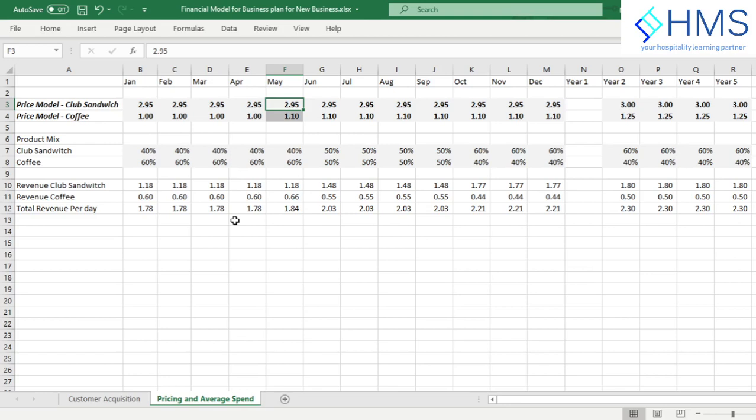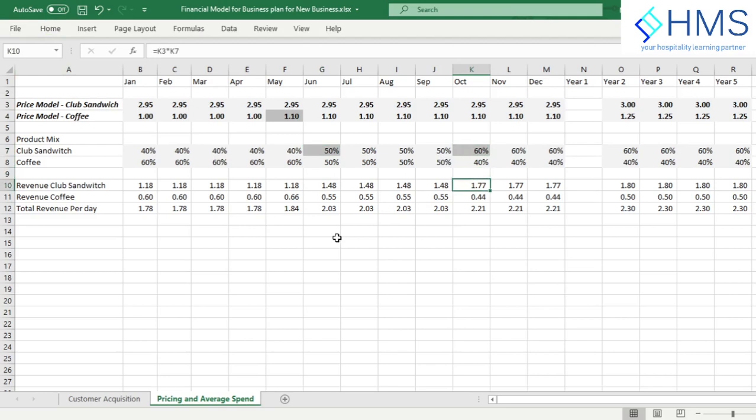So here is the impact of the strategy: we may be increasing the price of club sandwich in year two, and also the coffee in year two, and we may also be looking at a reversal of ratio in the product mix from 40% to 50% in June, and from 50% to 60% in October. Now, how are you going to do that?